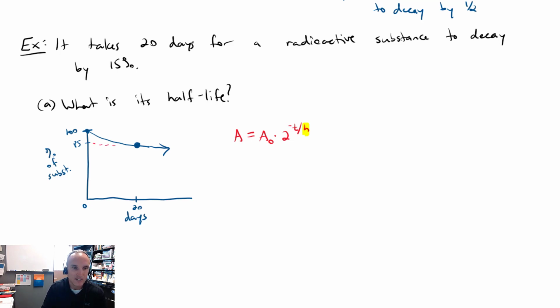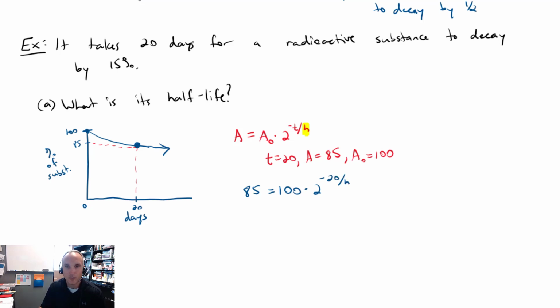And we can see that the amount and the time are tied together. So if I look at this point on my graph, I know that when T is 20, the amount is 85. Okay? And so I've got A and T, I need A naught. Well, we can see A naught, the initial amount, is 100. So all we do is we plug those values in. A is 85. 85 equals 100 times 2 to the negative 20 over the half-life H.